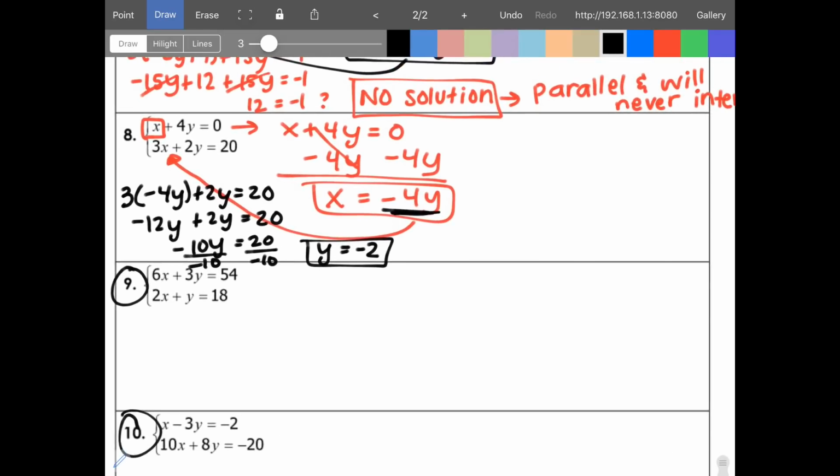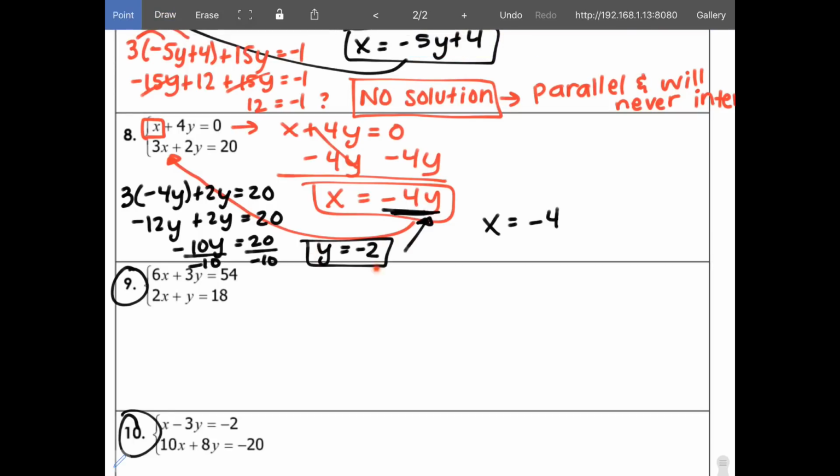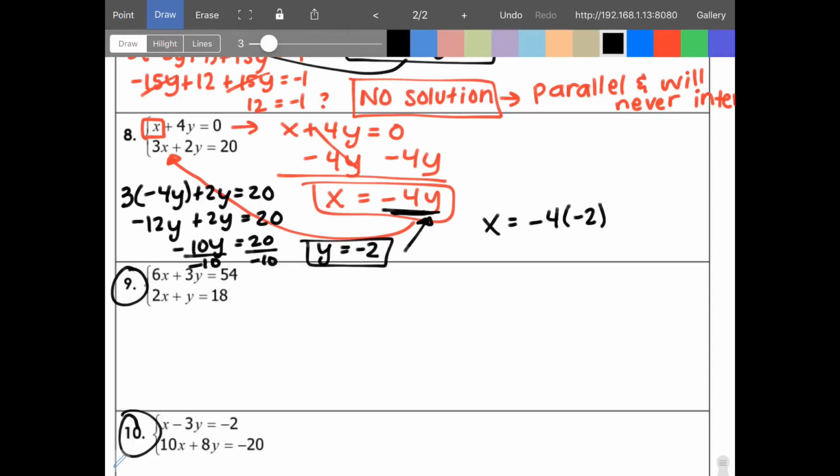Okay, now we can plug it into any equation to find x. I think it's easiest to plug it into this equation, huh? Because this is saying x equals negative 4y. Well, we just found out y was negative 2 right here. So negative 4y means negative 4 times negative 2. So x equals 8. Negative 4 times negative 2 is 8. Remember, we always write this as a point because it's the point of intersection. So that's our answer.